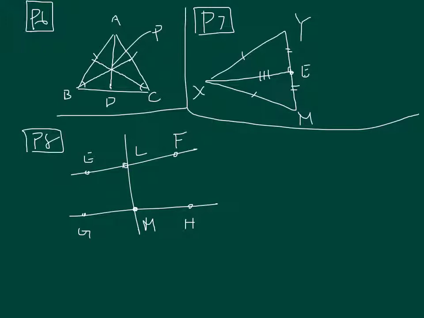So ELM and HML are alternate interior angles. Therefore, ELM is congruent to HML. Therefore, line EF is parallel to line GH. So this is the proof, but there is something wrong here. I don't want you to look at the diagram, but I want you to look at the proof, because there is something wrong here. So what is that?